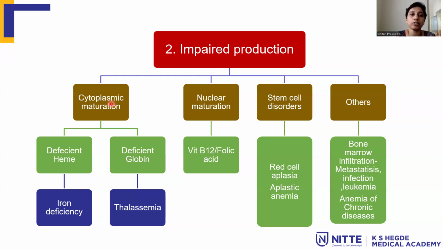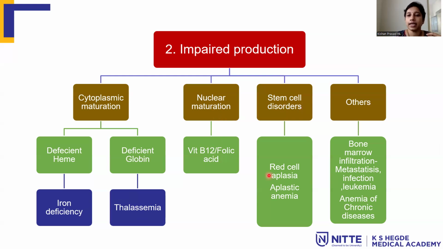So what are the causes for cytoplasmic maturation defect? So the cytoplasm has hemoglobin. So hemoglobin has heme and globin. So cytoplasmic maturation defect can be because of defect in the heme production or defect in the globin production. So defect in the heme production is mainly because of iron deficiency, or defect in the globin production is because of thalassemia. So nuclear maturation requires vitamins, two vitamins, that is vitamin B12 and folic acid. So deficiency of these two can lead to nuclear maturation defect, leading to impaired red cell production.